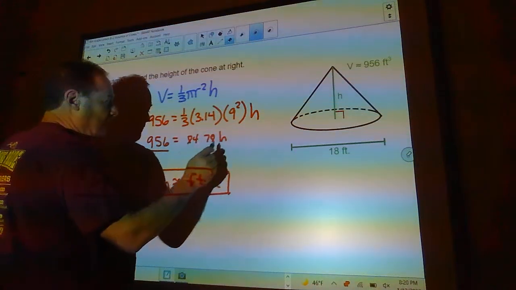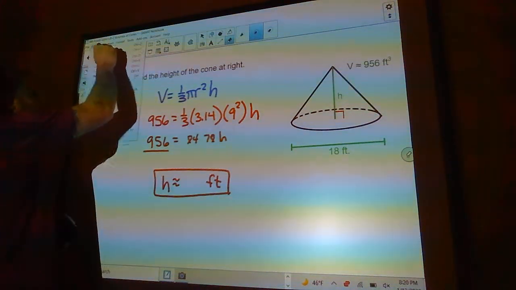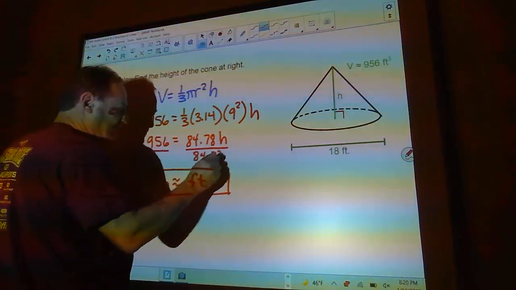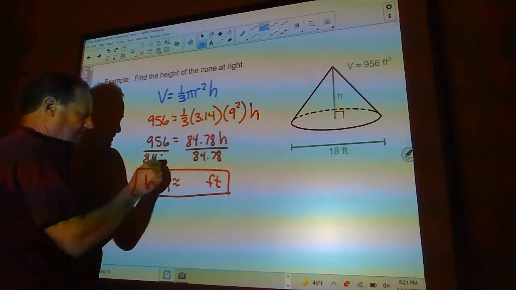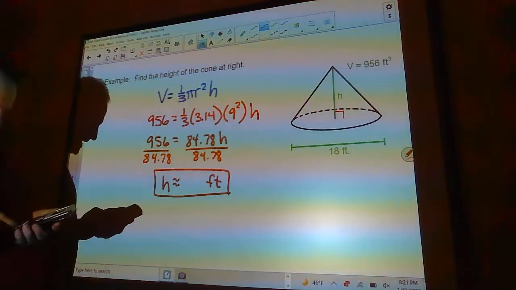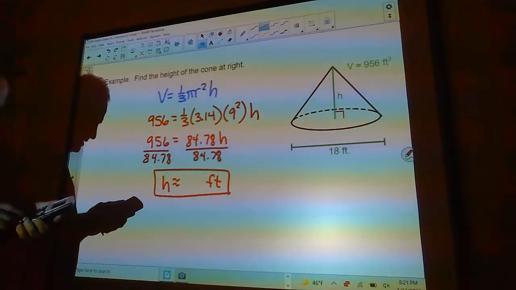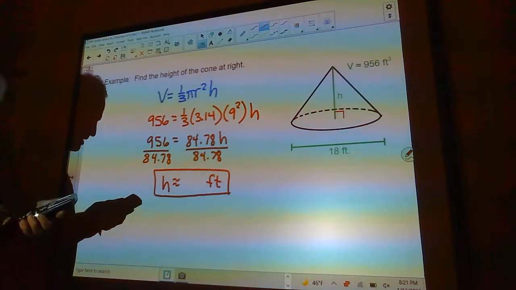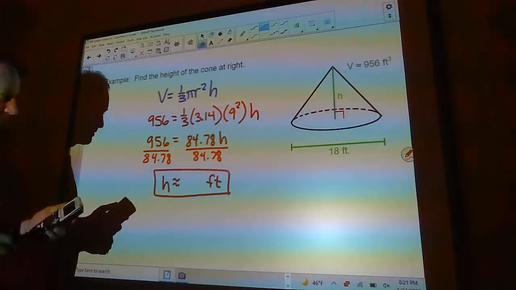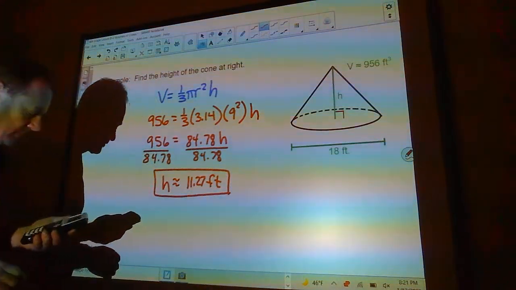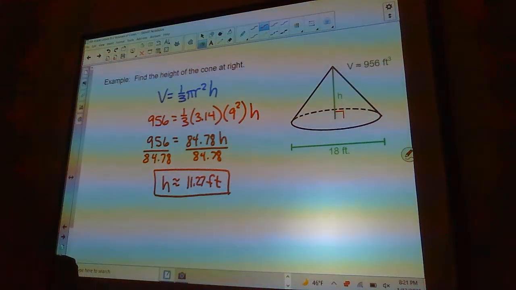Okay, so I'm going to go ahead and divide by 84.78. All right, let's try that. 956 divided by 84.78. 11.27. Okay. That's a little bit better.